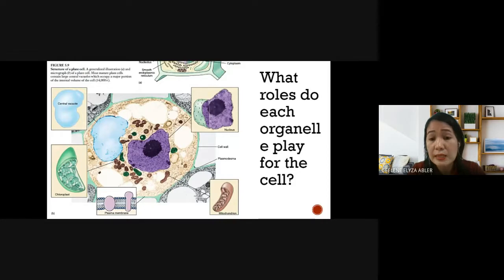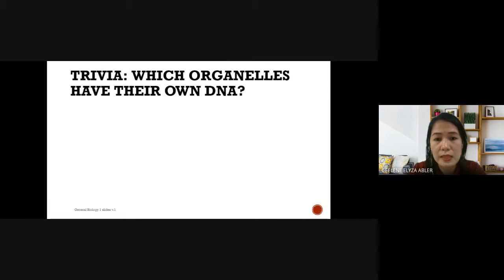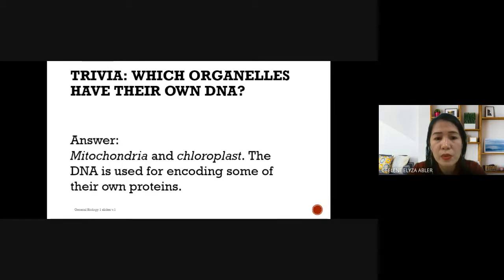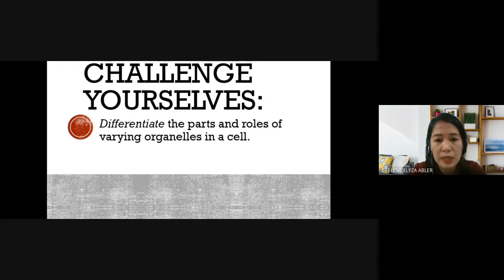They also have their own DNA. Okay? So, these are the general parts of a plant cell. Mitochondria and chloroplast use it to encode some of their own proteins. They have proteins, which we will discuss in quarter two. Look for the term endosymbiosis when you type it in.